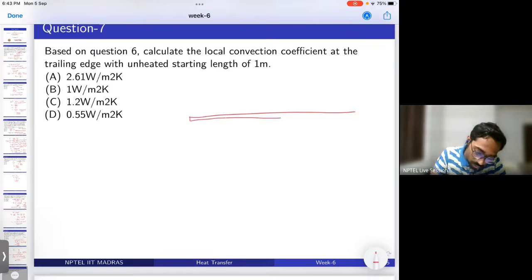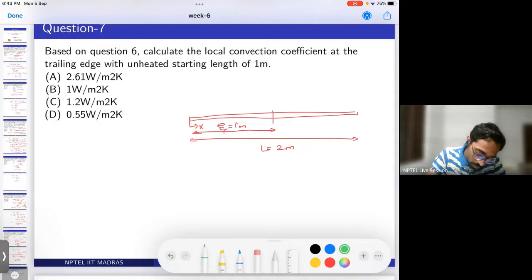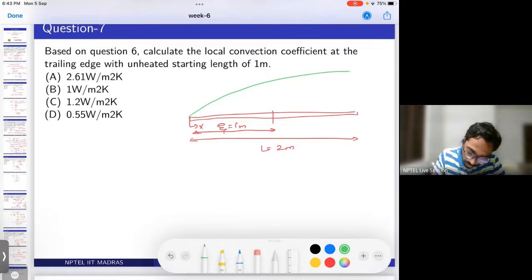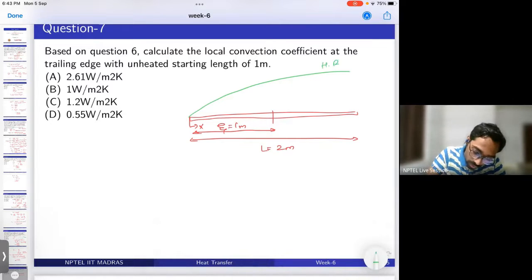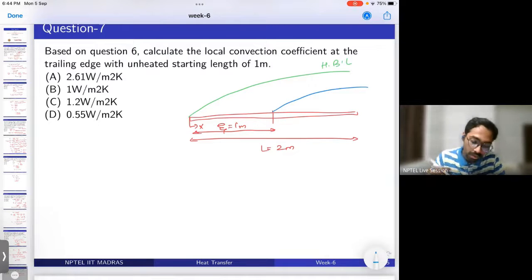So we have this is x. We have a total plate length of 2 meters, and we have a starting length of epsilon, 1 meter. The hydrodynamic boundary layer will be like this. This is the hydrodynamic boundary layer, and this is the thermal boundary layer.